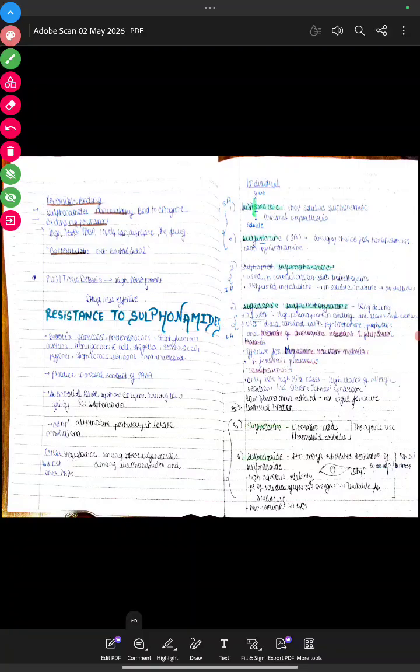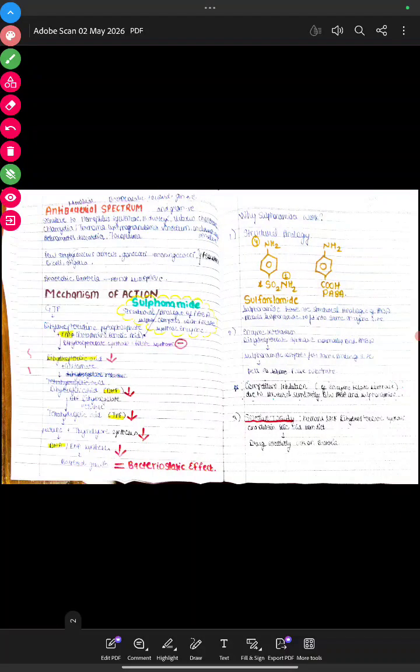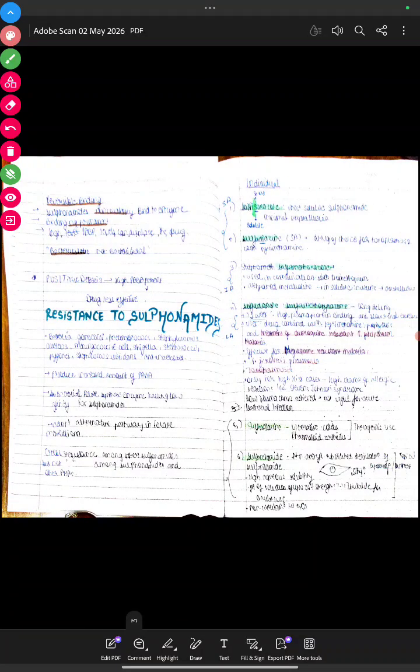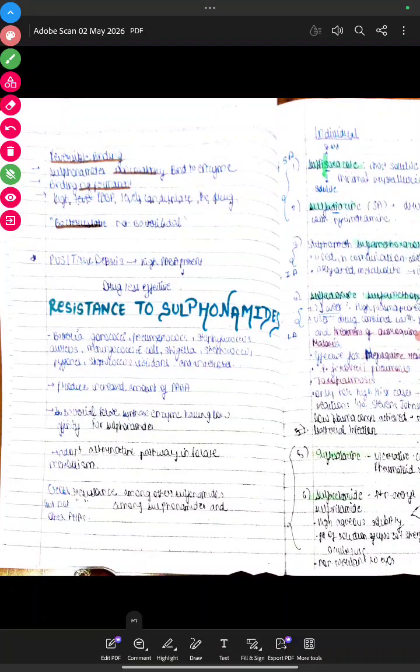Now, as I mentioned, sulfonamide is bacteriostatic, not bactericidal. Why? Because the binding to the enzyme is not permanent. It is temporary binding. And as we know, if PABA is increased, it will reverse this whole process. It will reverse this inhibition. That's why it is bacteriostatic, not bactericidal.